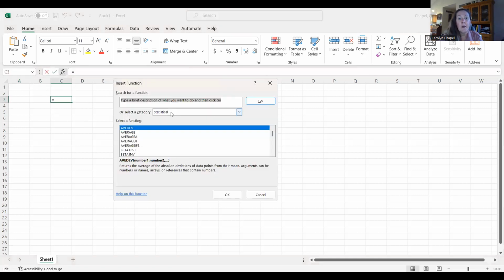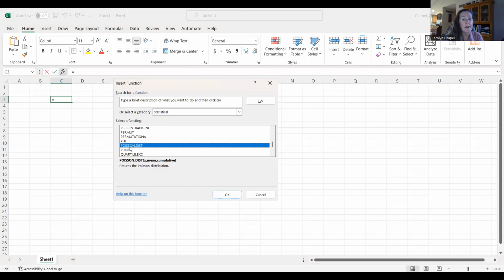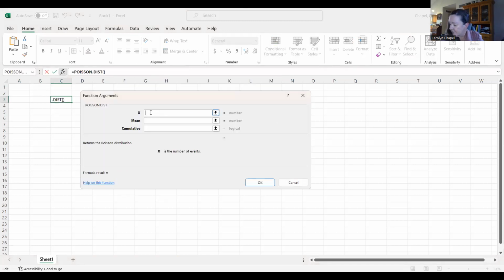There we go. Making sure we are in the statistical category. And this is alphabetical, so I'm going to scroll down to the P's. And it's P-O, there it is, P-O-I-S-S-O-N distribution. Going to click OK. My X, that is the X that we're concerned about or asking the question about.